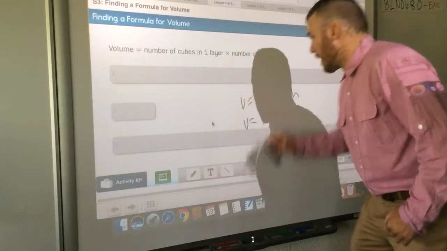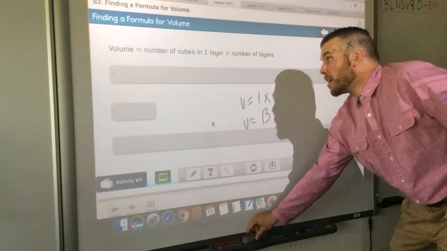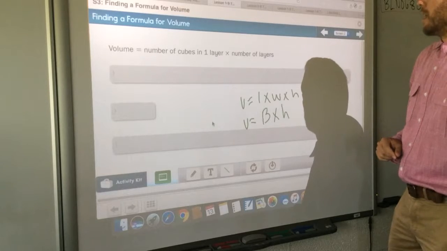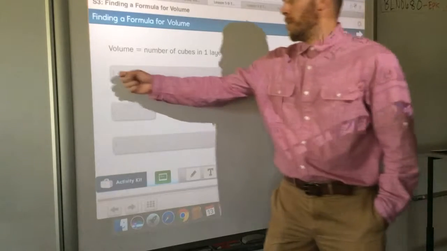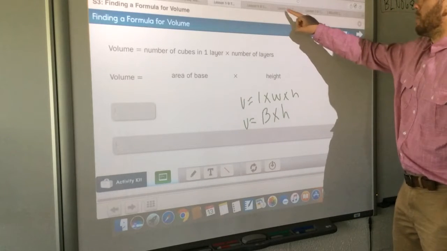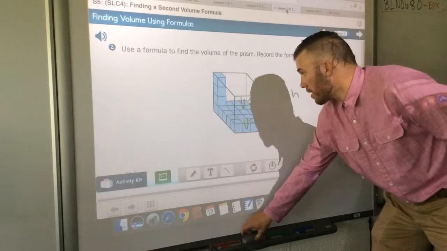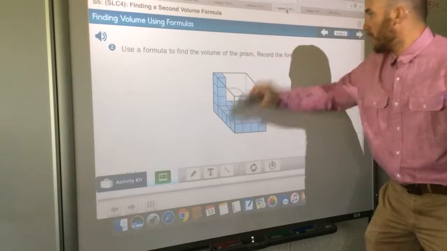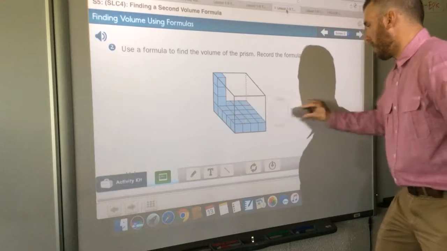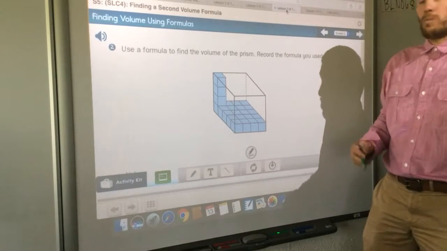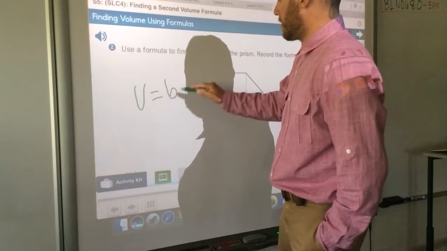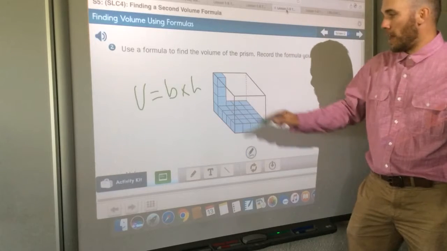All right, so yesterday, I'll just leave that up there. Yesterday, we talked about volume equals number of cubes in one layer times the number of layers. All right, we're going to show you an example of that in a minute. So volume equals area of base times height. That one is, I believe, right here. Yes. Okay, so the number of layers, number of cubes in one layer times height. Okay, let's find out the number of cubes in one layer. That is our base right here. So we said that one of our formulas was volume equals base times height. Okay, let's find our base.